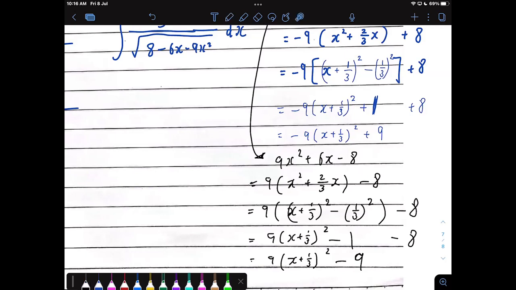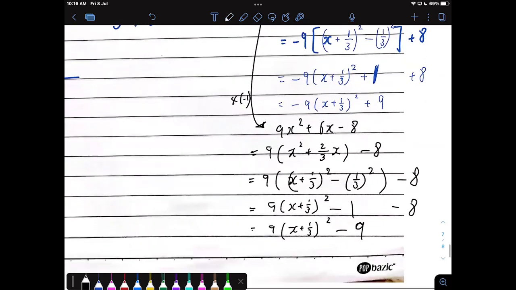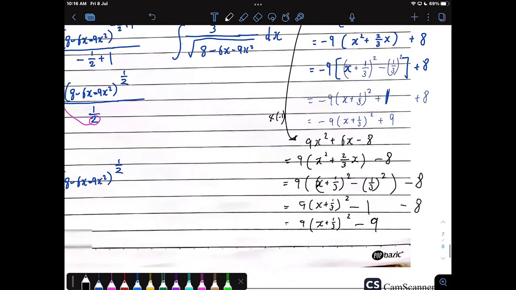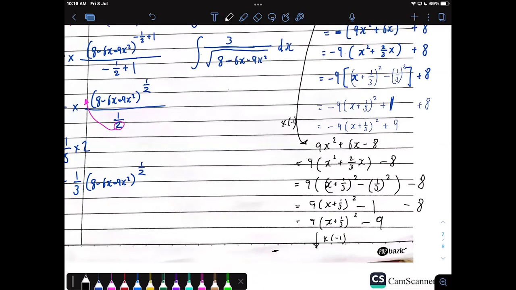So that's not the final answer because you started off by multiplying by a -1. So the actual answer, you still need to multiply by a -1 to get back to -9x squared minus 6x plus 8 equals -9 bracket x plus 1/3 square plus 9.